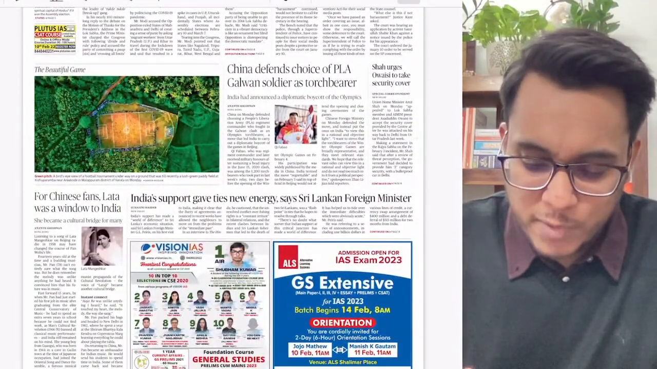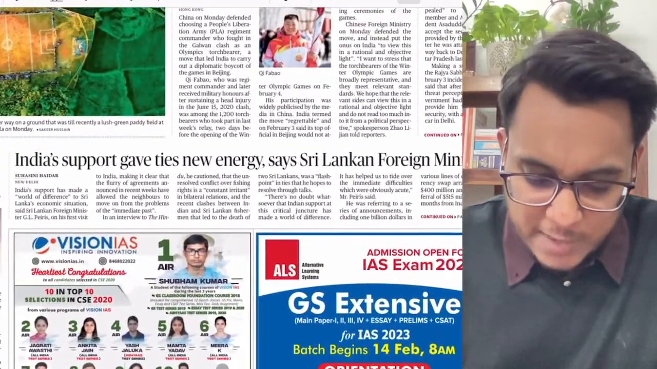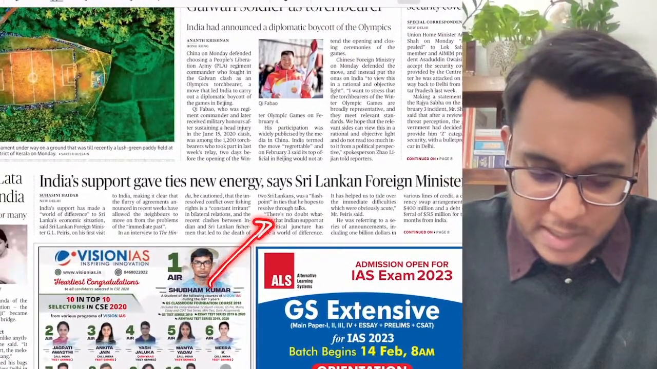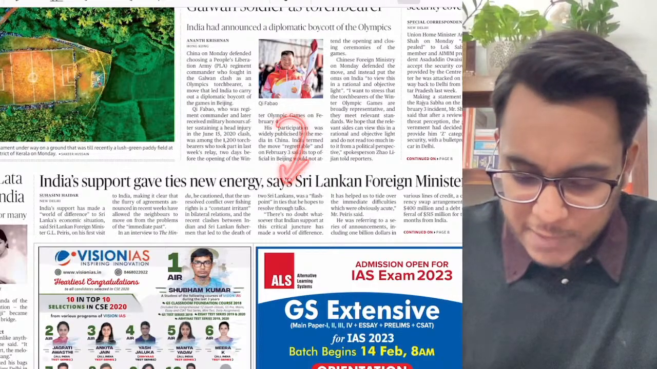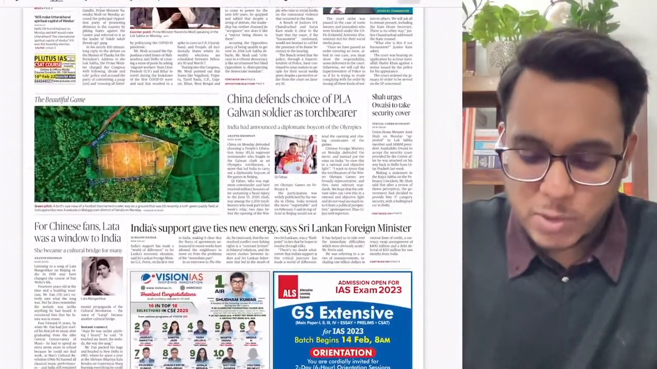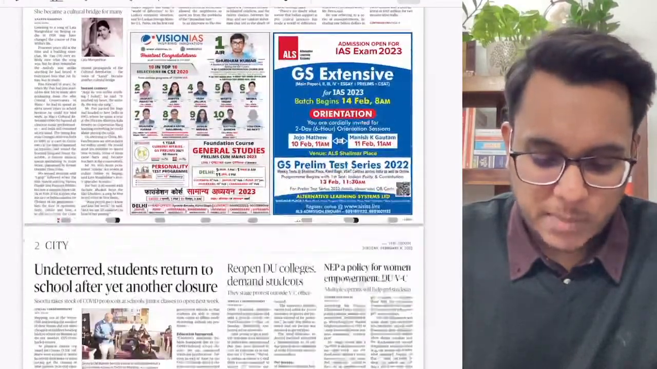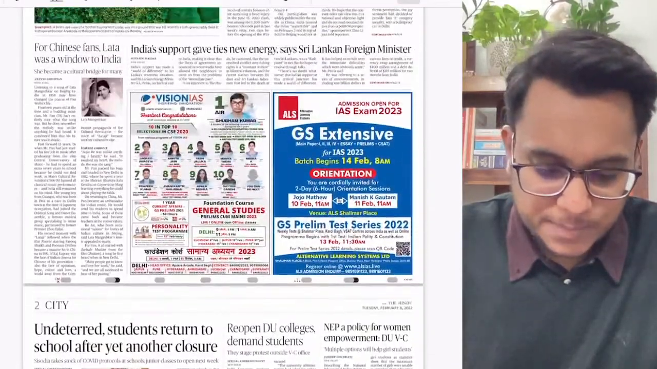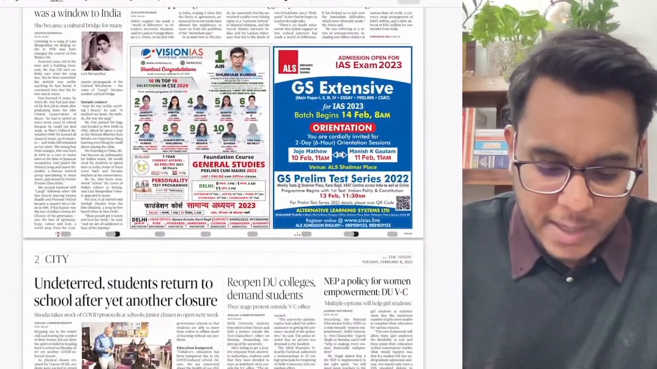Then further moving on, after that, India's support gives ties new energy, says Sri Lankan foreign minister. So guys, already we have seen this particular thing that a few days back a 500 million grant was given to Sri Lanka, that has been talked about. Fine. After that, moving on.